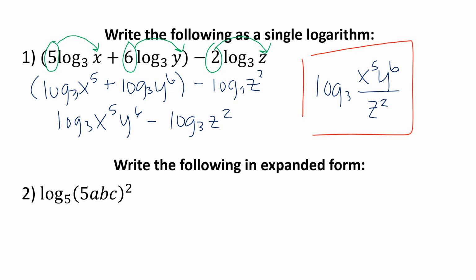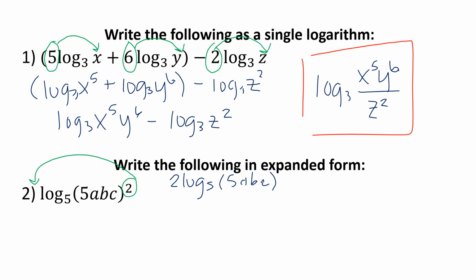All right, let's do number 2. Number 2 is the opposite. So I have log base 5 of (5abc) squared. Same thing as before. The first thing I'm going to do is bring this 2 out to the very front, using my power property. So let's see if I have enough room to do this. This will be 2 log base 5 of 5abc. Ooh, with the handwriting. I think you get what I'm trying to do though.